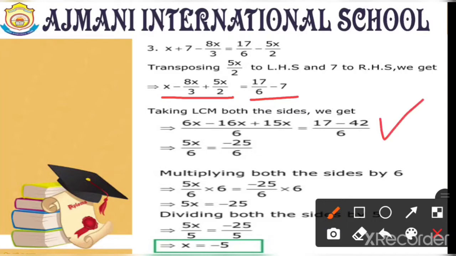Or when you solve it further, you would get 5x upon 6 is equal to minus 25 by 6. Why did we get minus 25? Because we are subtracting 17 from 42, so the number would be 25. But 42 has the minus sign. That's why we are keeping minus 25 by 6. Now after multiplying 6 on both the sides, you would get 5x is equal to minus 25, or x is equal to minus 5 would be your final answer.